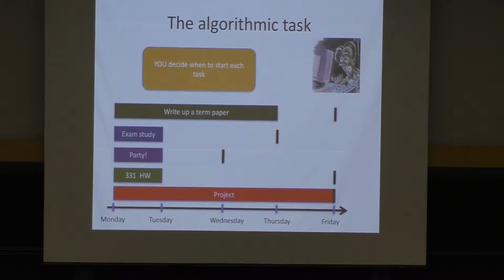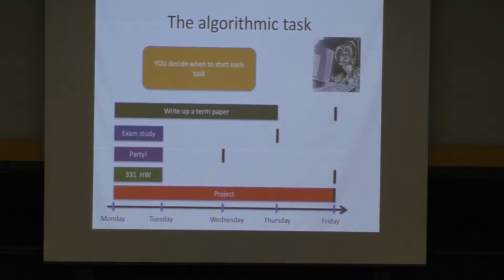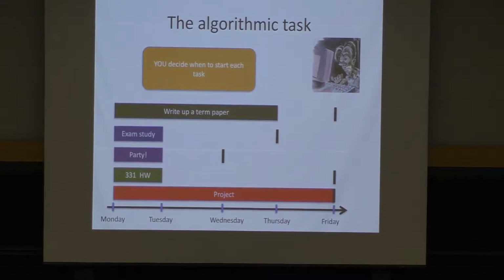So the algorithmic task is now you figure out when to start, assuming you cannot start before Monday. So you're always given a start time. Evan: Can you start, stop, and then start again? So Evan's question is, can you do a job partially and then come back and redo it? No. Once you do a job, you have to finish it.